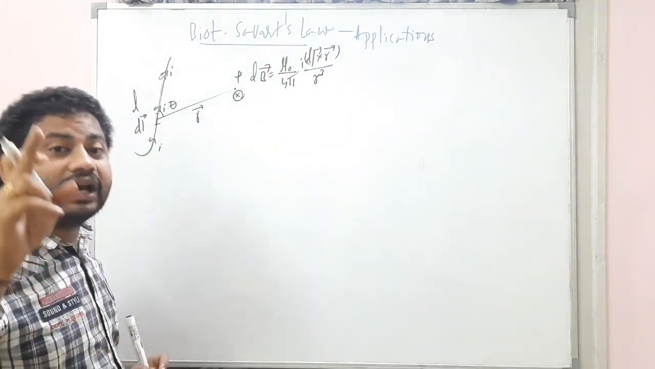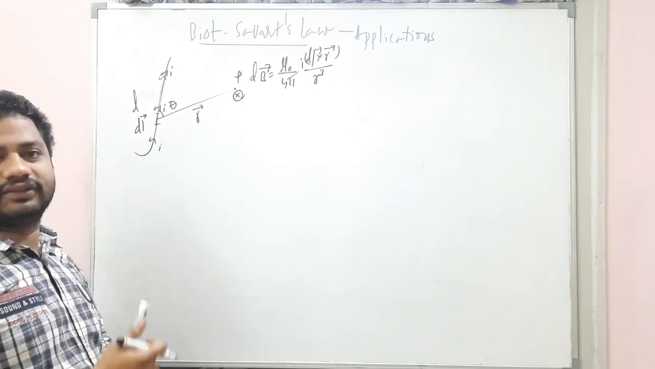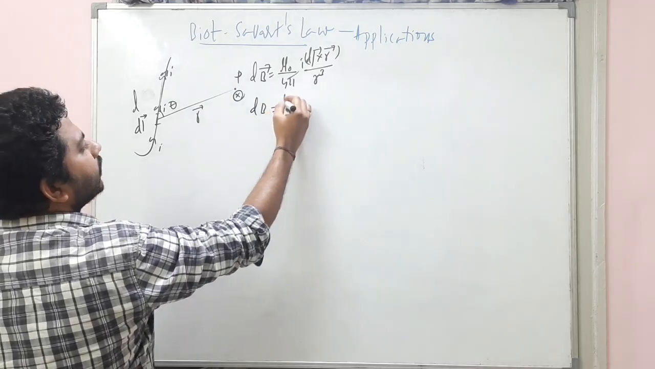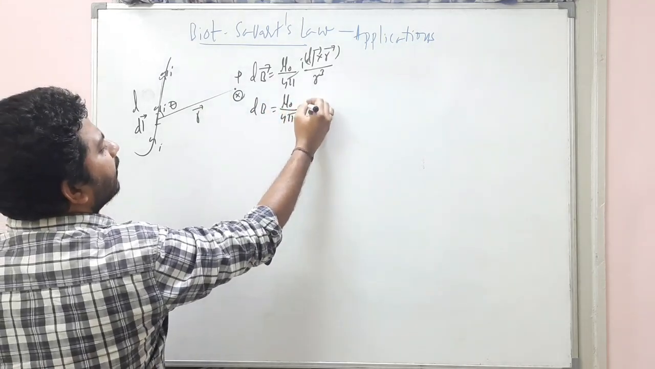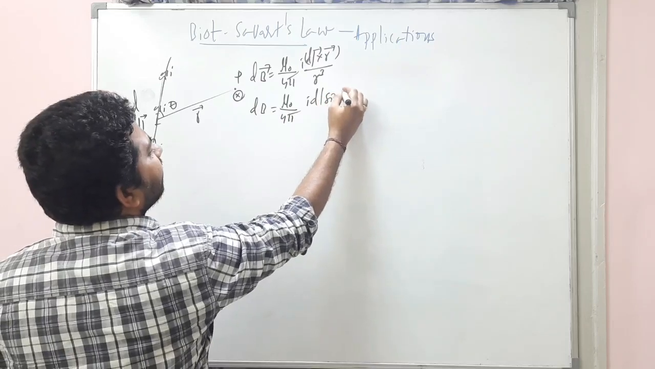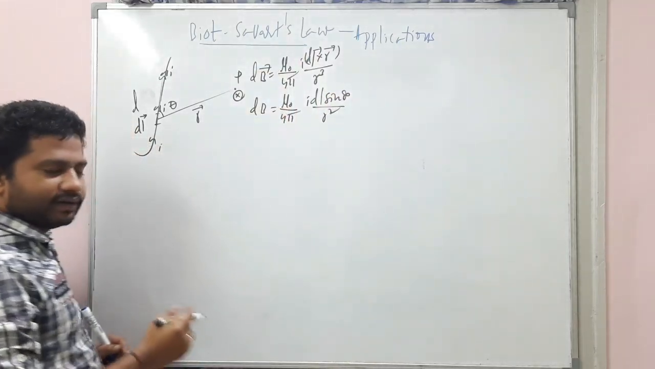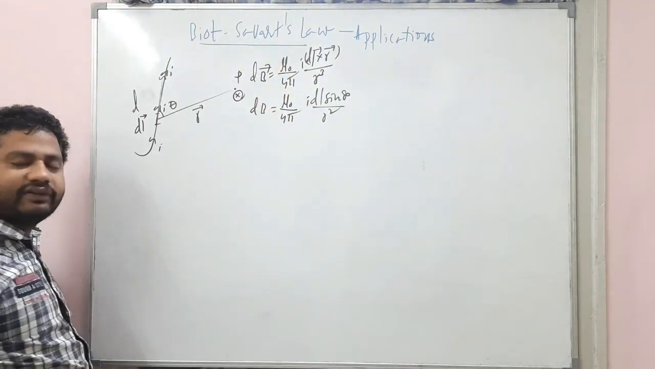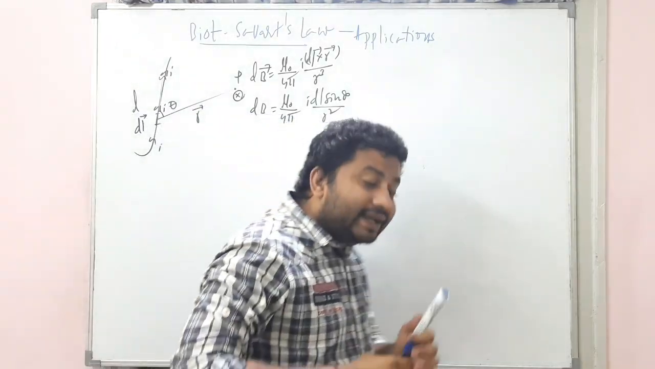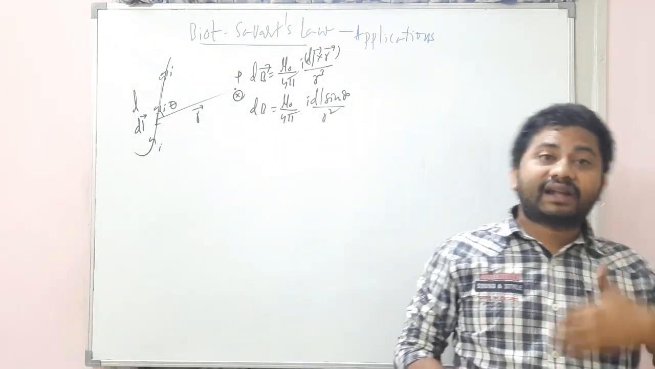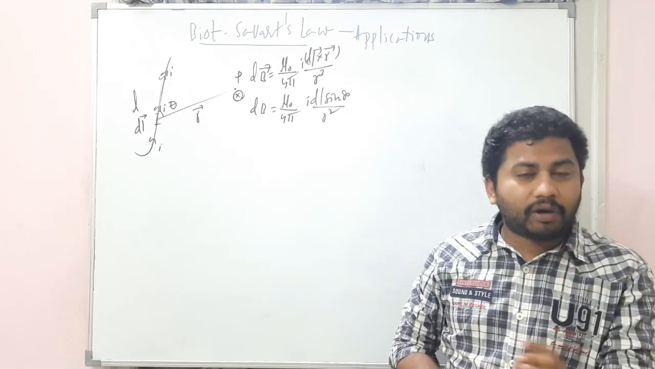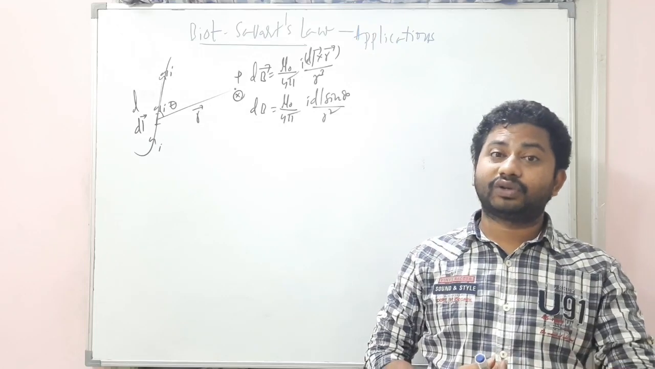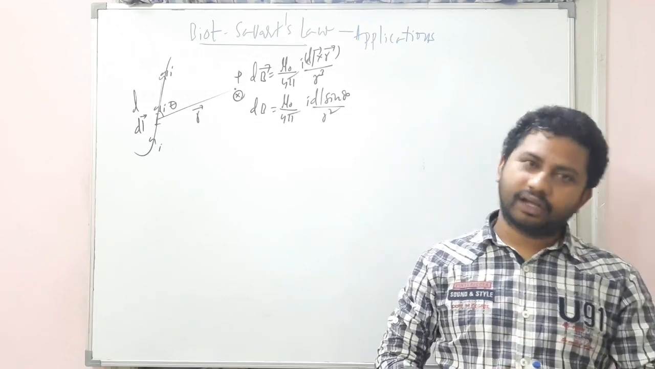This is the vector form of Biot-Savart law, my dear children. Generally, the magnitude, if you write, that will be dB equals mu naught by 4 pi, I dl sine theta divided by r square. So the general form of Biot-Savart law is this one, and the vector form is this one. In the same way, you will get the general form and vector form of Coulomb's law, and of Newton's law of gravitation. Right? All these are important.